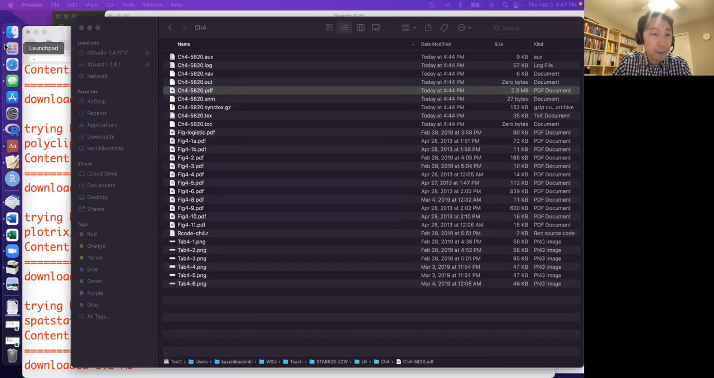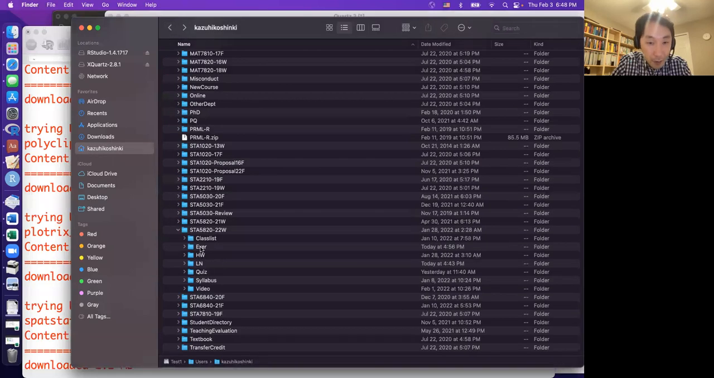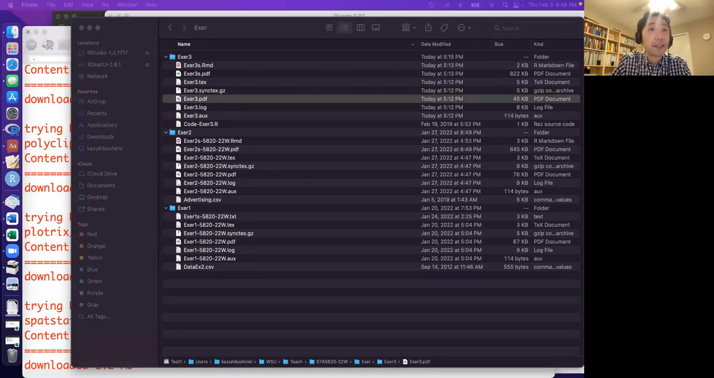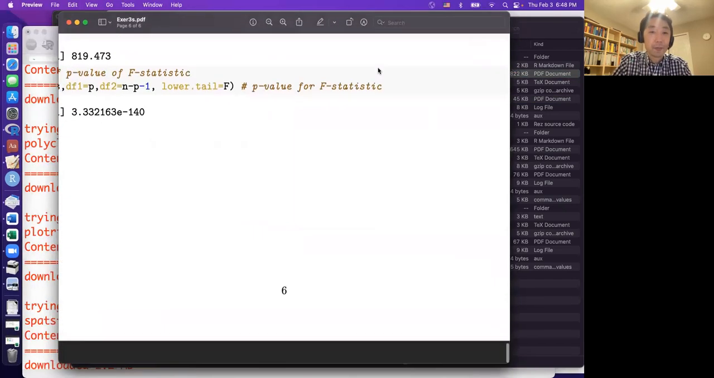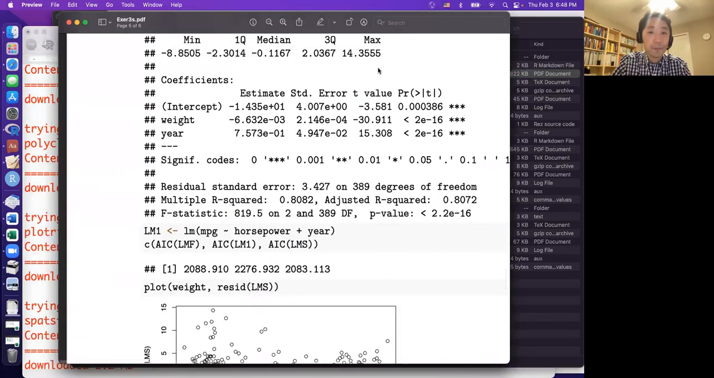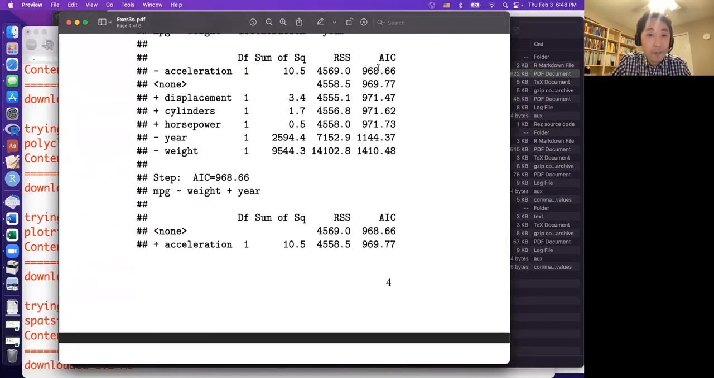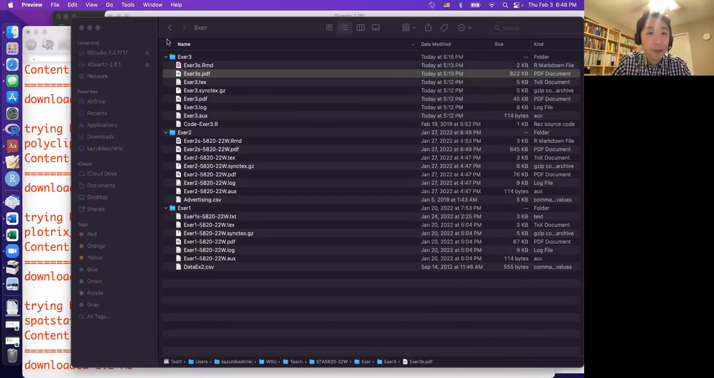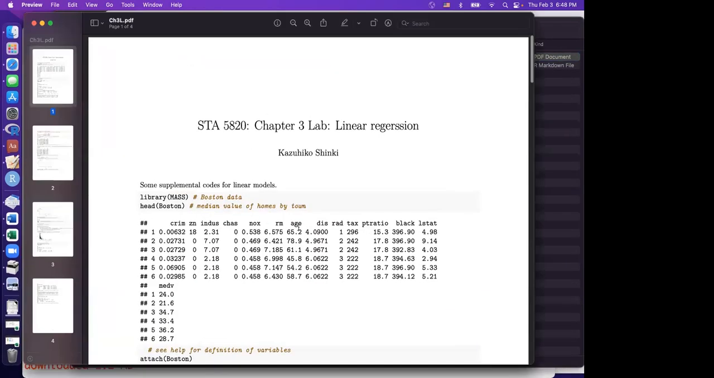Maybe I will have some exercises. Sorry, not this one. Just a moment. Sorry, the ANOVA is in the lab session. If you want, I can share my screen.